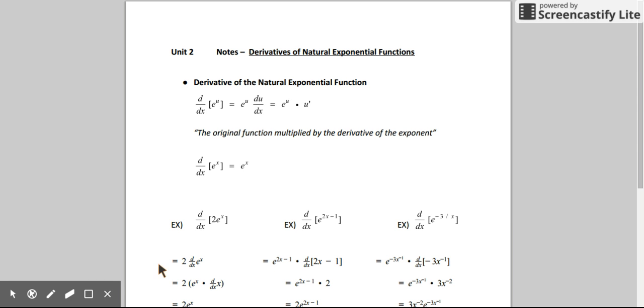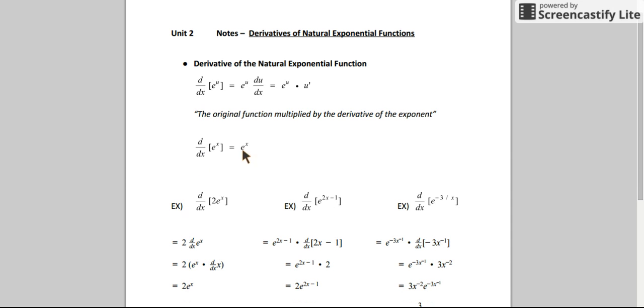In this video, I'm going to be explaining how to find derivatives of natural exponential functions, or e raised to some power. The rule in most textbooks will be explained like this. The derivative of e raised to some power is that same function times the derivative of that exponent. So if you just remember that rule, that the derivative of e raised to some power is just itself times the derivative of the exponent, it's a pretty easy rule to remember.